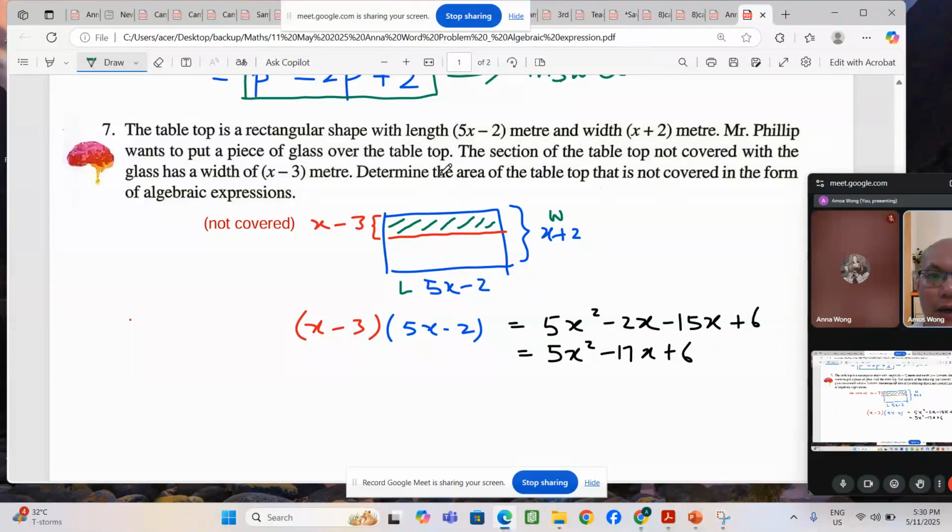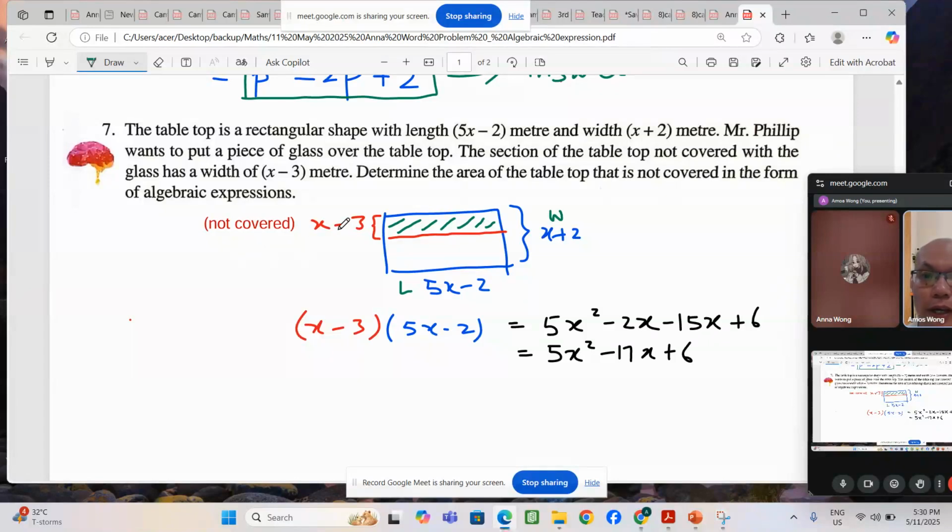So determine the area of the tabletop that is not covered. So what we want to find is the area that is not covered by the glass. So this shaded area is what we are trying to find. Now how do we find the area of a rectangular shape? We have to multiply the length by the width.